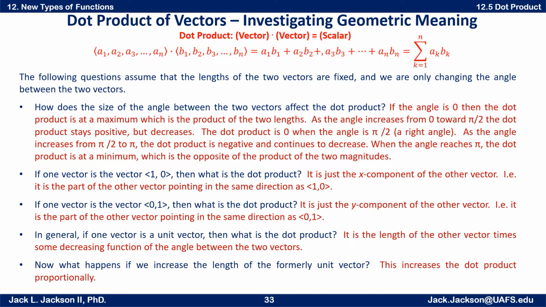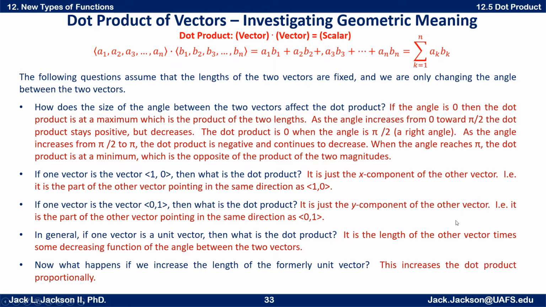So if one vector is the vector 1, 0, what's the dot product? Well, it's just the x component of the other vector, just r cosine of theta, and it's part of the other vector pointing in the same direction as the 1, 0. If the one vector is 0, 1, then it's just the y component of the other vector. It's the part pointing in the same direction as 0, 1. Okay, the length of that part.